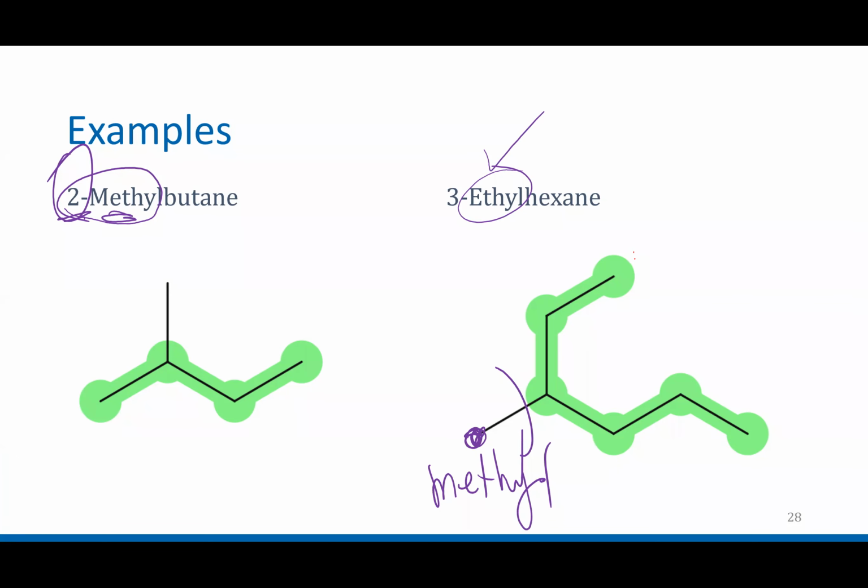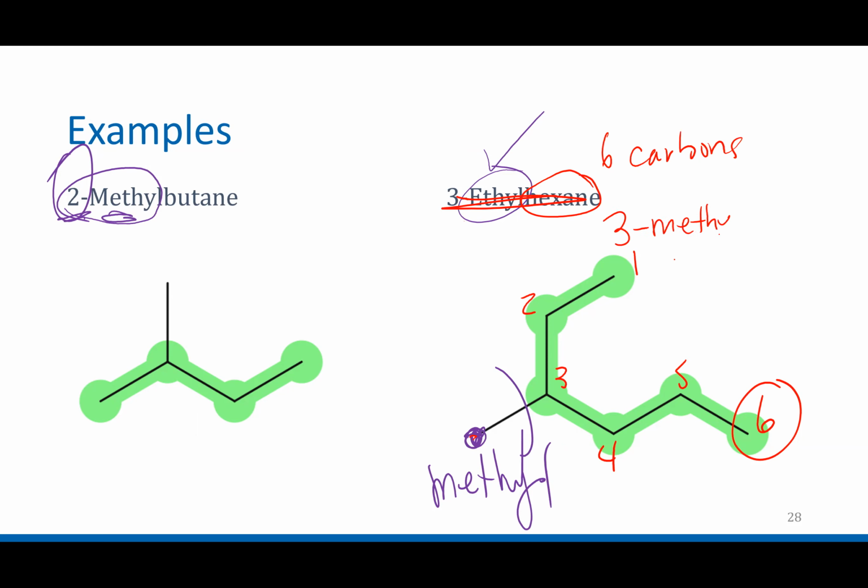Do you have a question? No, sir, no. Okay, sorry, I didn't hear that. This would be hexane because it has 6 carbons. Sorry, my pen likes to tease me here. And it would be methyl because this is a methyl group. So this would be 3-methylhexane.